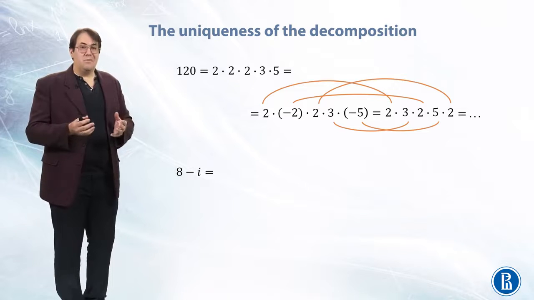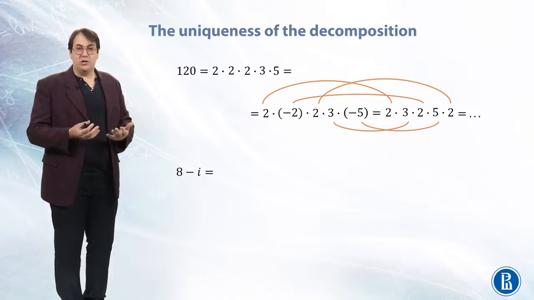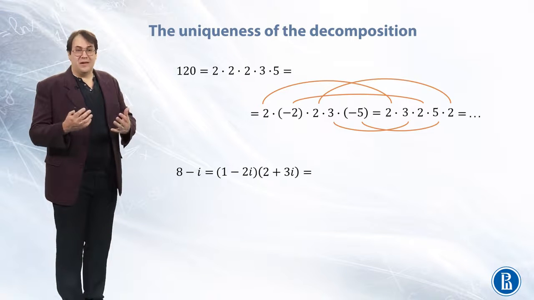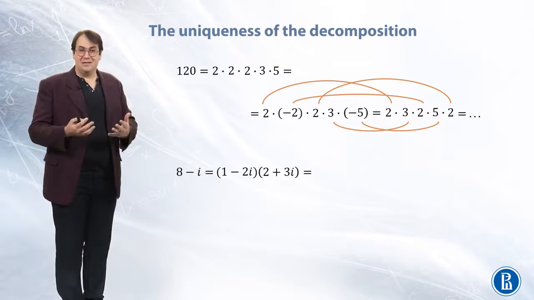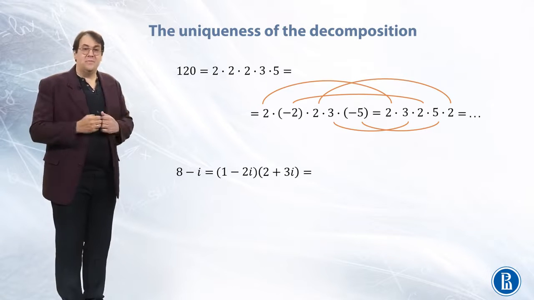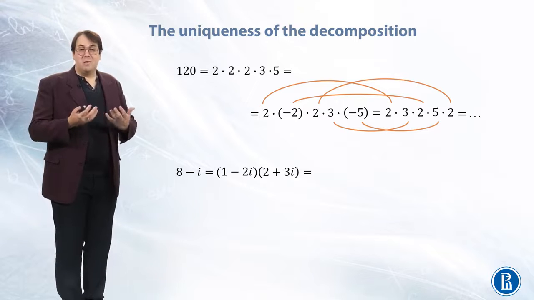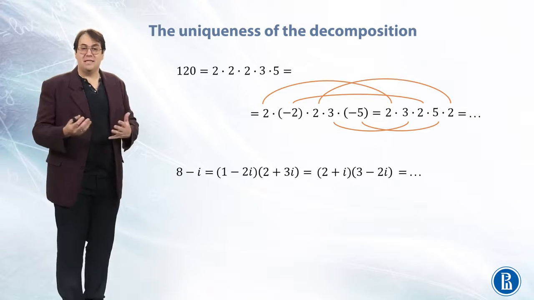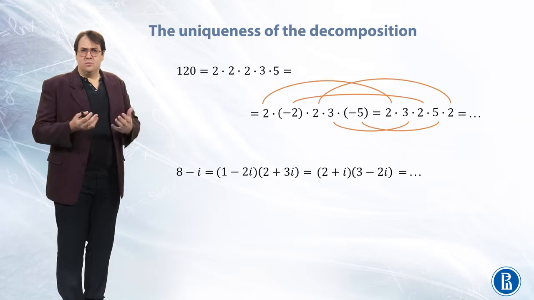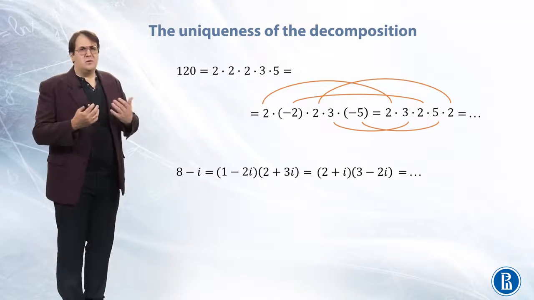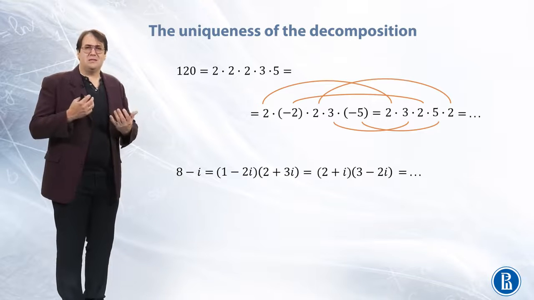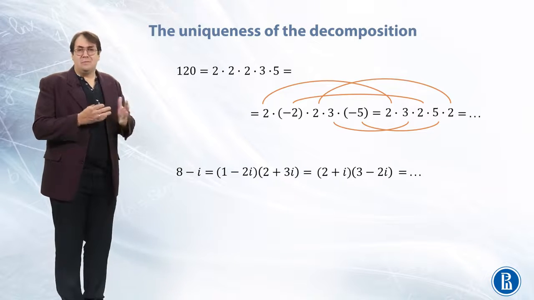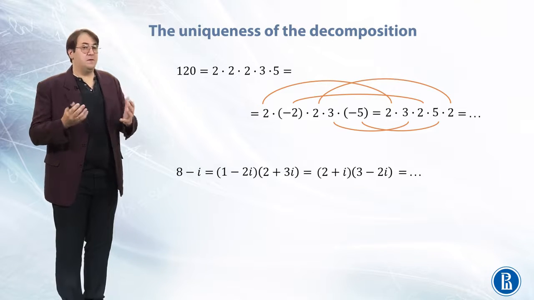Consider a complex integer number, 8 minus i, where i is, of course, the imaginary unit. And it can be decomposed in the following way. Now I believe you should stop the video and check that this decomposition is correct, that there is no mistake in it. I have checked. And there is another decomposition, or factorization, of the same complex integer 8 minus i. When we look at these two factorizations, they do not look the same as the factorizations of number 120. Does this mean that 8 minus i has indeed different factorizations?